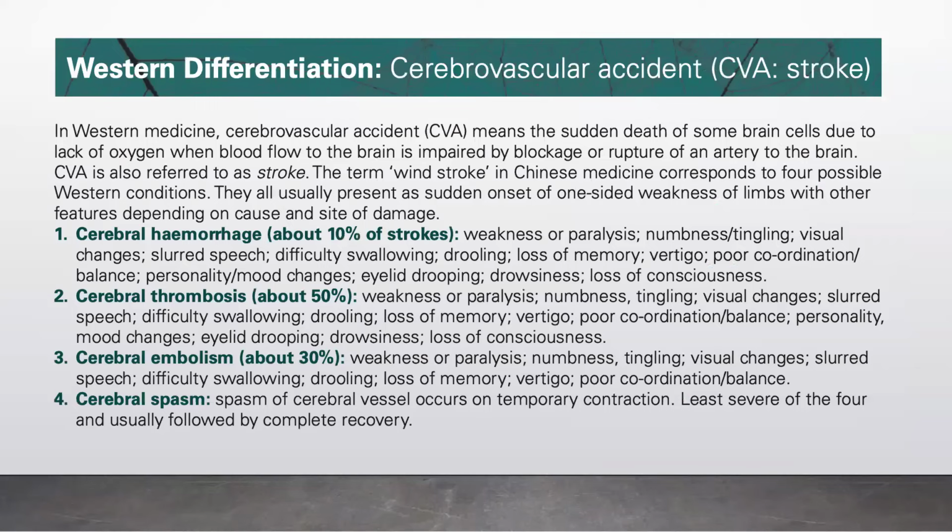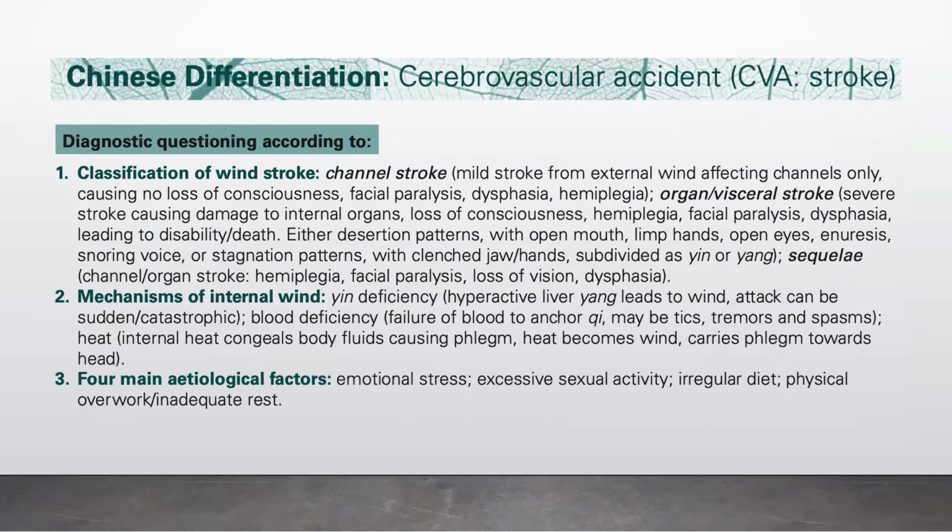The third is cerebral embolism, which is about 30%. There is weakness or paralysis, numbness, tingling, visual changes, slurred speech, difficulty swallowing, drooling, loss of memory, vertigo, poor coordination or balance. And finally, we have cerebral spasm. This is spasm of cerebral vessel that occurs on temporary contraction. This is the least severe of the 4 and usually followed by complete recovery.